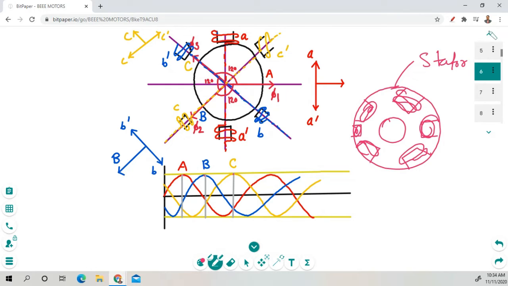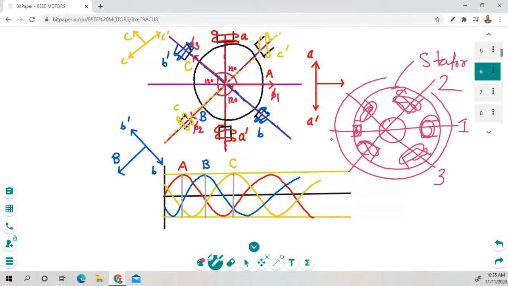Any doubt till now? Write in chat box. So let's suppose this is our phase number 1, this is our phase number 2, and this is our phase number 3. These phases are generated in the stator part. This is the outer portion.